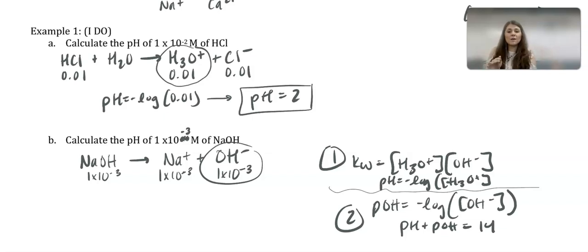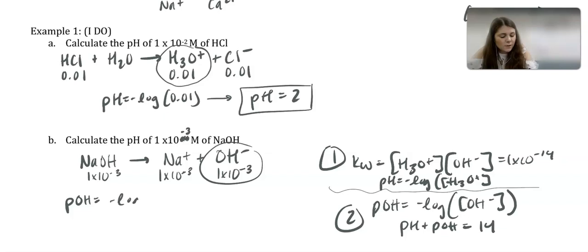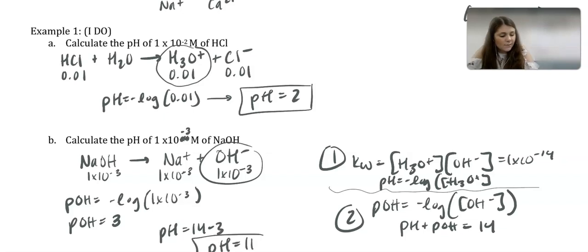I find the second way is the most preferred way because then you don't have to be using 1 times 10 to the negative 14, because if you've been struggling with exponents, it's probably best to stay away from that. So I'm going to go the second route. Let's take the negative log of 1 times 10 to the negative 3. Here you're going to get the pOH as 3. Then to get pH, I'm going to do 14 minus 3. I get my pH as 11.